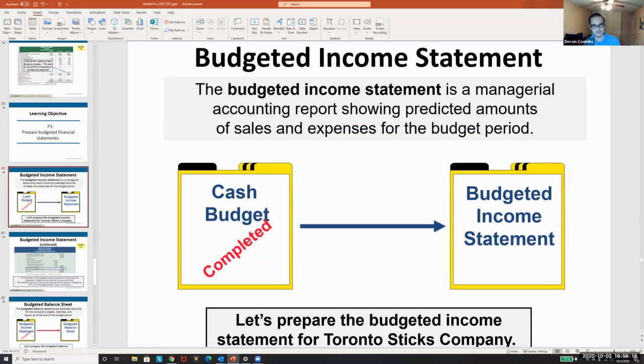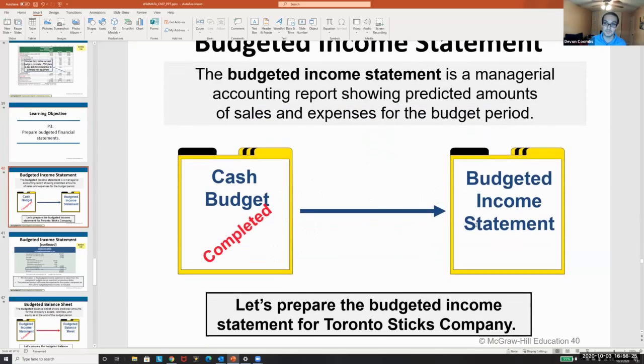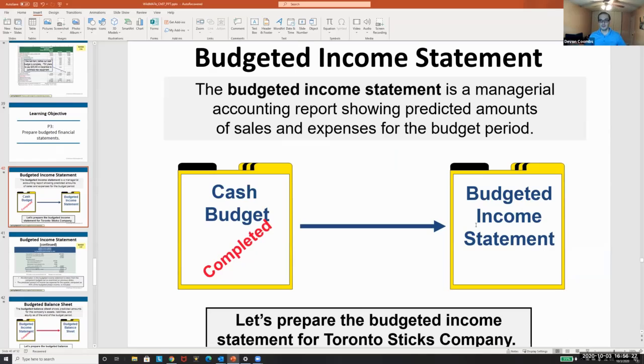Cash budget complete. We probably won't stamp it anymore, but I've actually seen ones with stamps. Then we'd make a budgeted income statement. Why do we make the budgeted income statement? Because we also prepare the income statement first, right? We can't prepare the balance sheet without the income statement and statement of retained earnings. Think back to your financial accounting course.